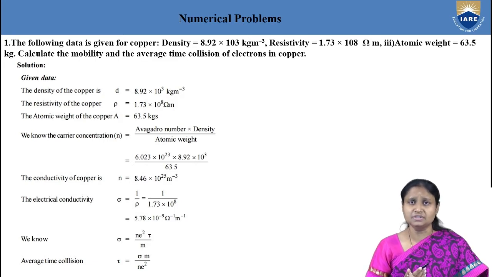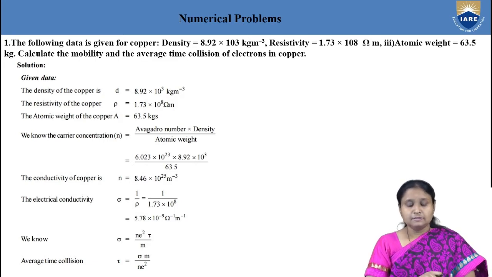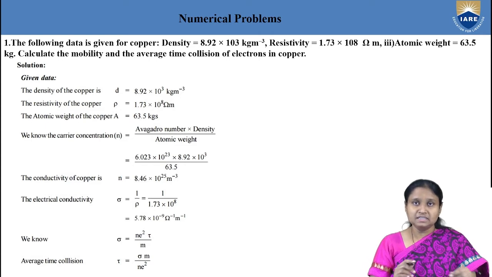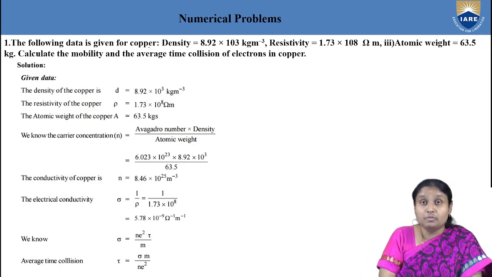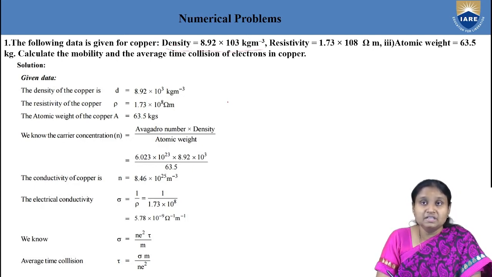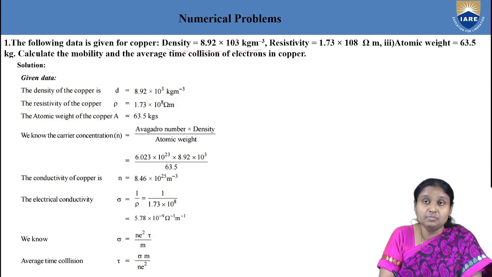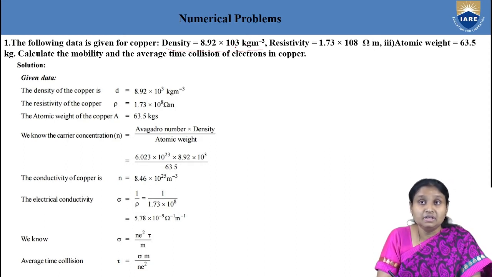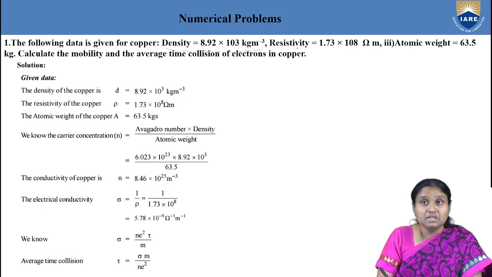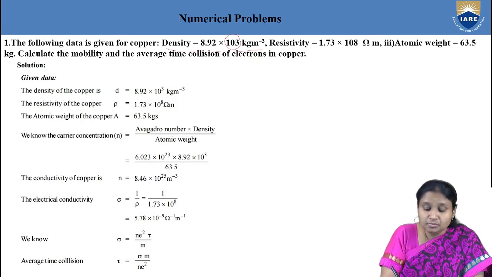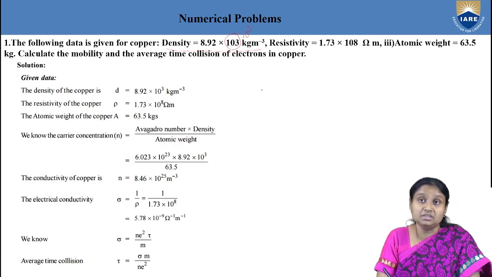Now coming to our first numerical problem. If you look at this problem, what is the data given? Here we are talking about copper, and the data given is density. The density is given as 8.92 into 10 to the power of 3 kilogram per meter cube. So the density value is given in the MKS system.